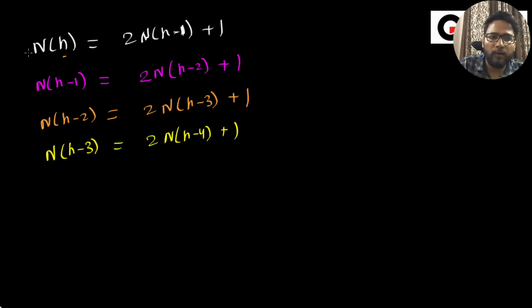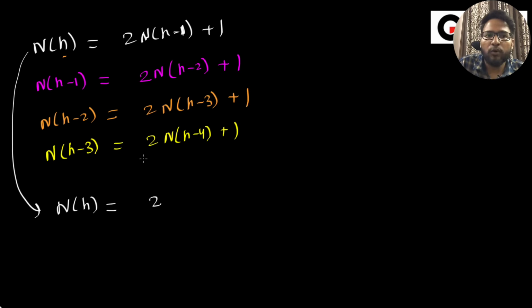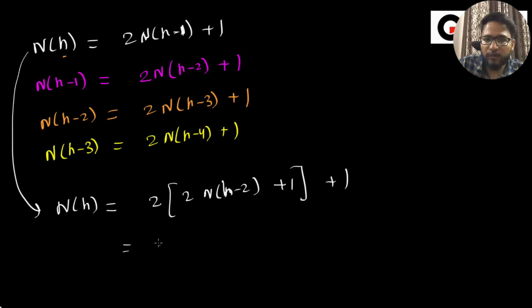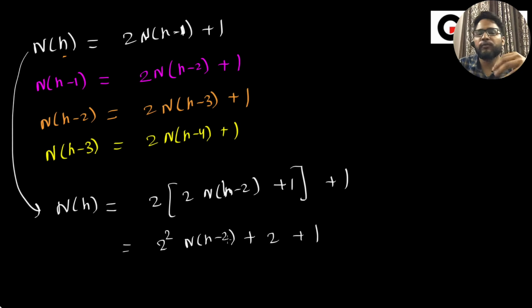Now coming back to this, let's unroll it. nh equals 2 into the value of nh minus 1, which is 2 into nh minus 2 plus 1, and then plus 1. So it comes out to be 2 square into nh minus 2 plus 2 plus 1. We will solve this kind of substitution in the algorithms part, but for now, whenever you have some series, do not add it up to 3, okay?